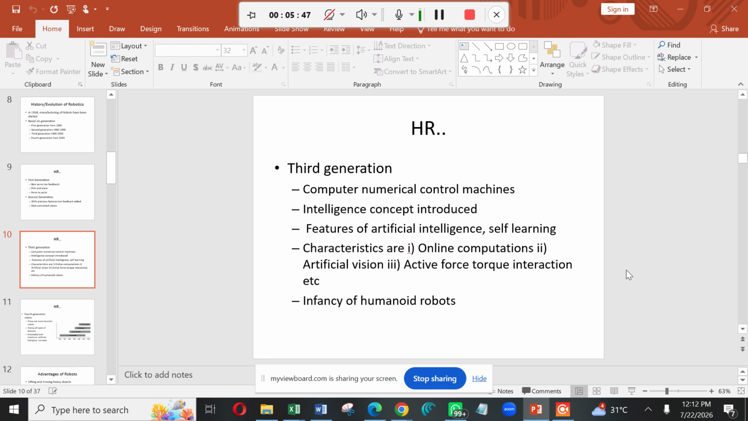Like online competitions, artificial vision, that means adding a camera, then active force torque interaction, how much force you have to use, like that. Then the infancy of humanoid robots. That means they started to develop humanoid robots. So these are the things.